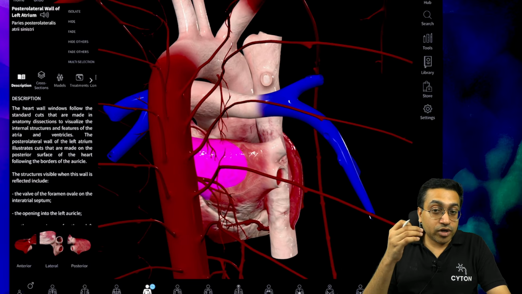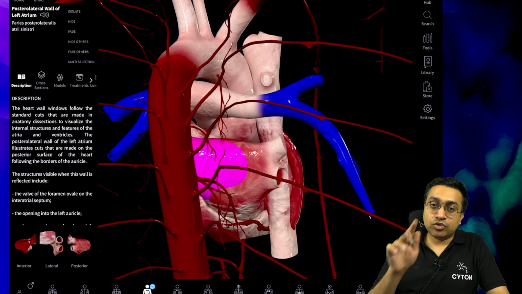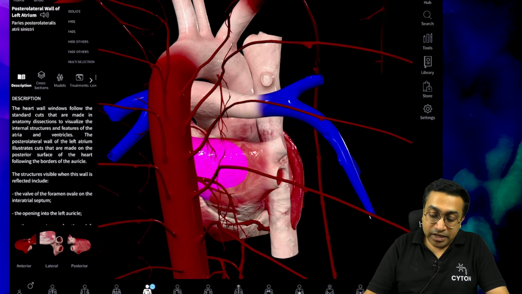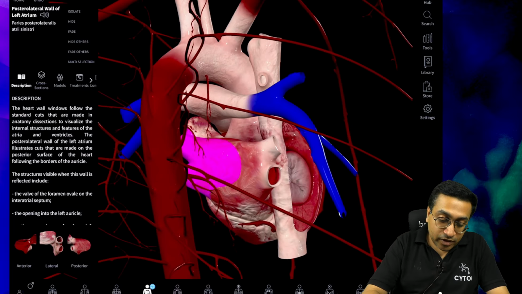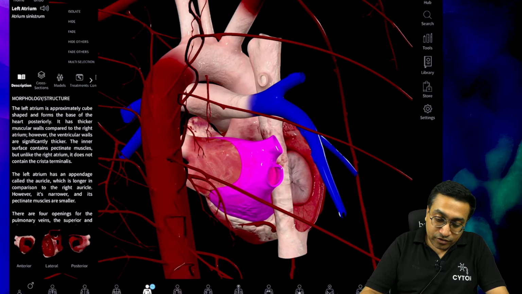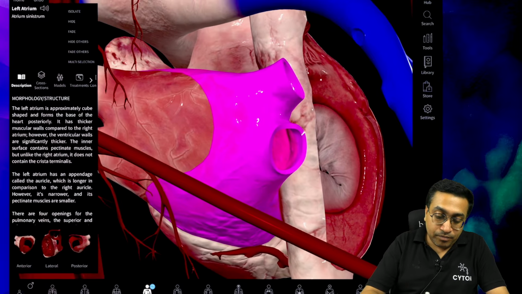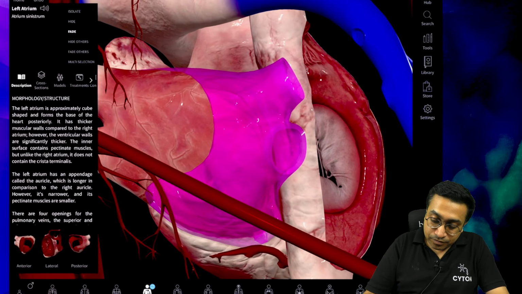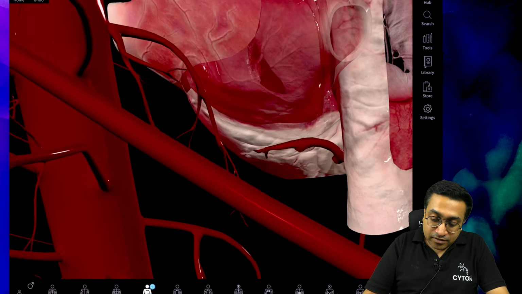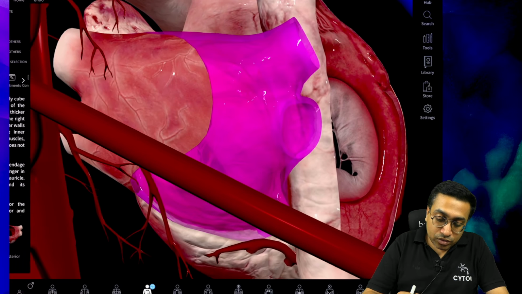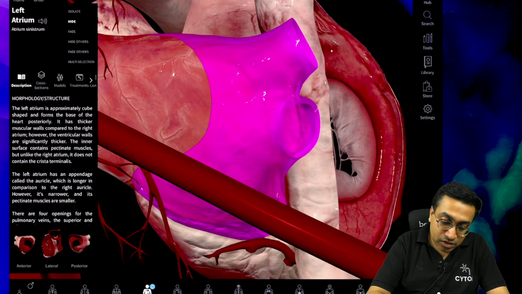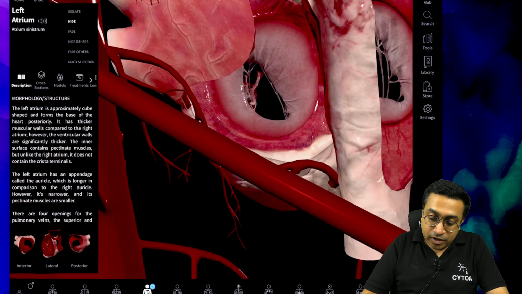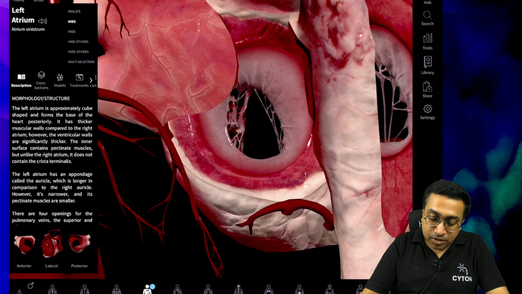There will be pulmonary veins which are 4 in number, 2 superior and 2 inferior. So they will be entering into this. If I just try to hide, you can see this region. This is the left atrium. If I just fade it, maybe you can see inside this left atrium. I just have to remove this. If we go inside the left atrium, the blood has entered now.